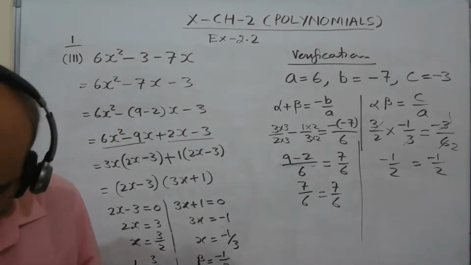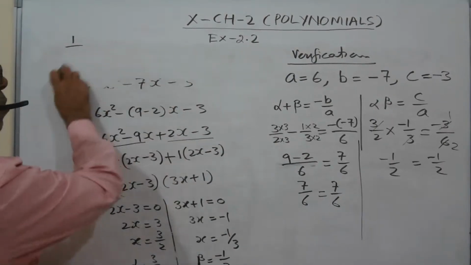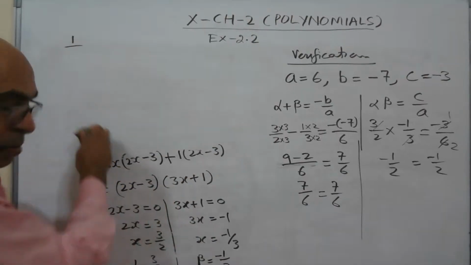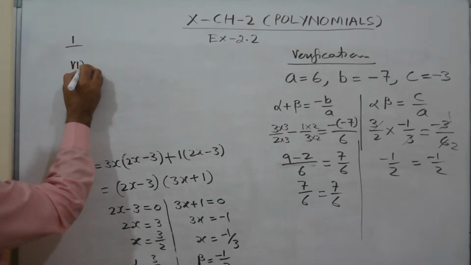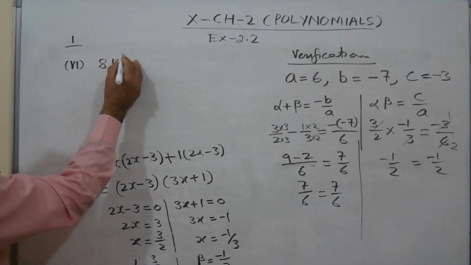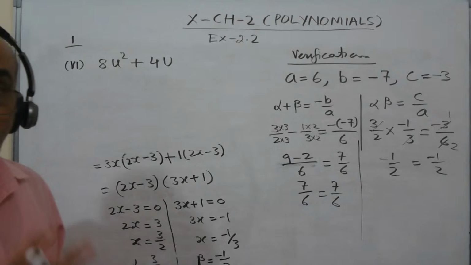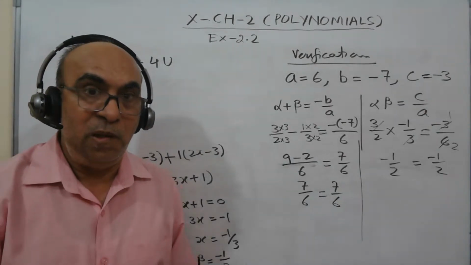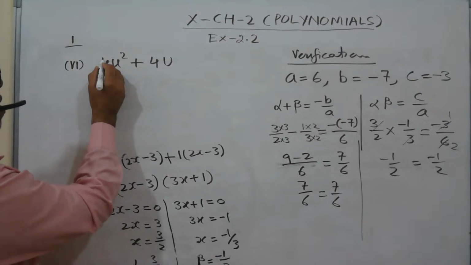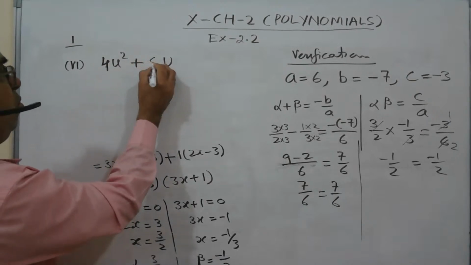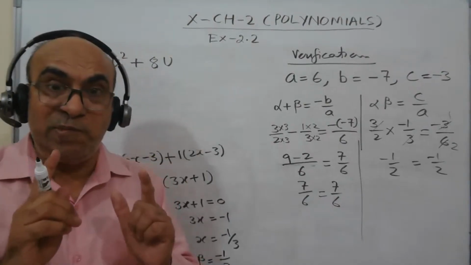After that, the fourth bit. It is 4u square plus 8u. There are only two terms.